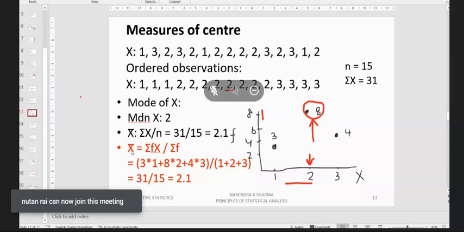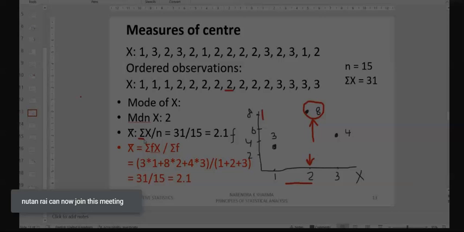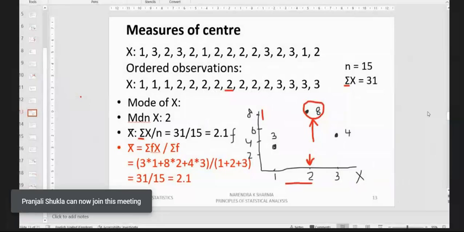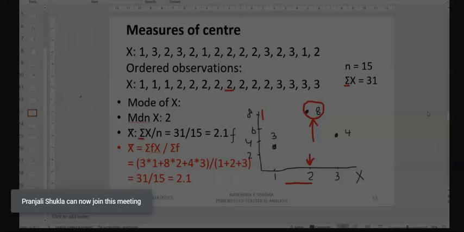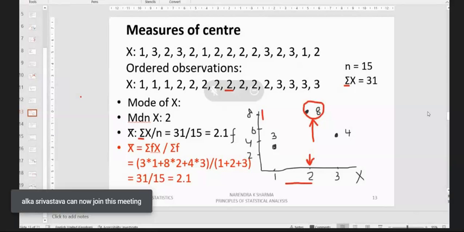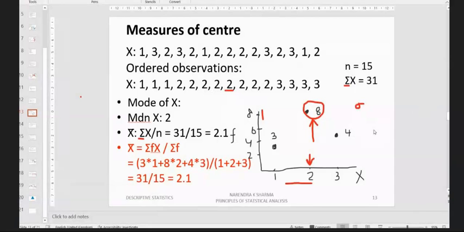And then mean is simply the sum of observations. This sign represents sum. These symbols also you should understand. Sigma, this is a Greek letter pronounced as sigma, S-I-G-M-A. This is capital sigma. You will also come across small sigma. For example, generally the population standard deviation is represented by sigma. So that is also sigma, but that's a small one.